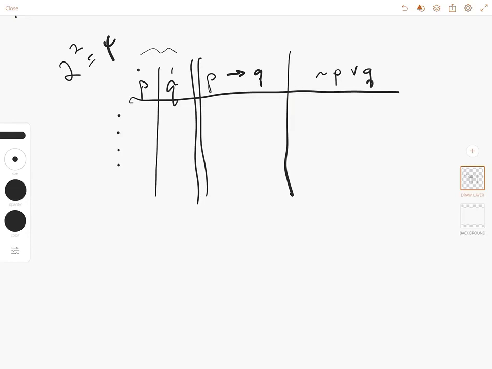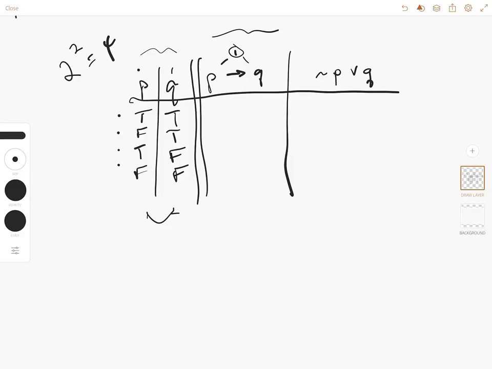We can create those rows, alternating first by 1s, true, false, under P. Then in the next column, we have alternating by 2s, true, true, false, false, will be the values for Q. So now we've created input values. Let's calculate the output values for these two expressions. We'll start with this expression. It has only one operator. It's binary, so it branches twice, but notice there are no other operators. So all we have to do is calculate the output value for material implication.